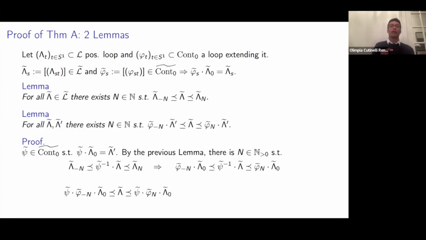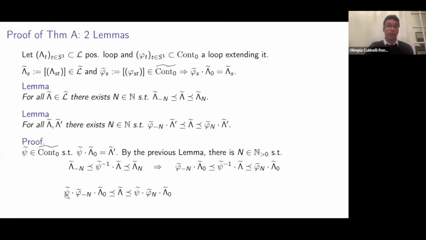And now we use the fact that phi t is a loop of contactomorphisms, so it comes back to the identity. So it means that phi tilde n for an integer n commutes with all the elements of the universal cover. Because phi t is a loop, it comes back to the identity. It commutes with all the elements of the universal cover of the group of contactomorphisms.